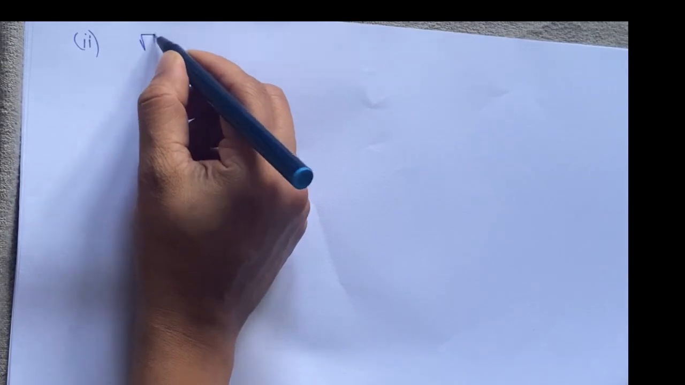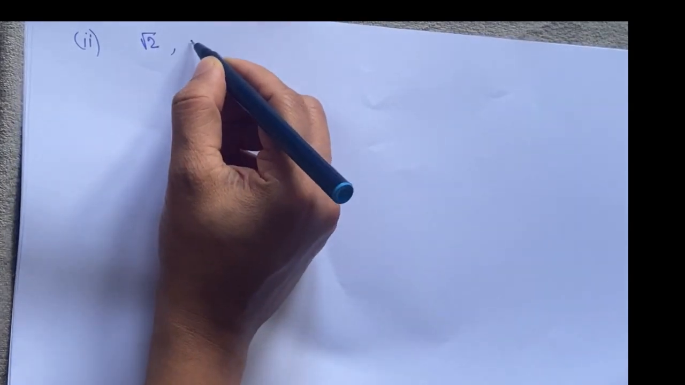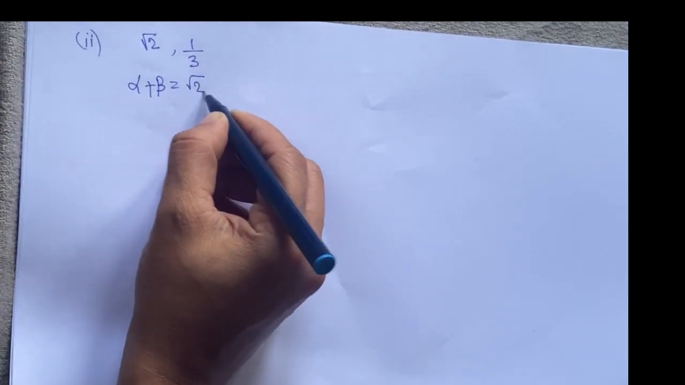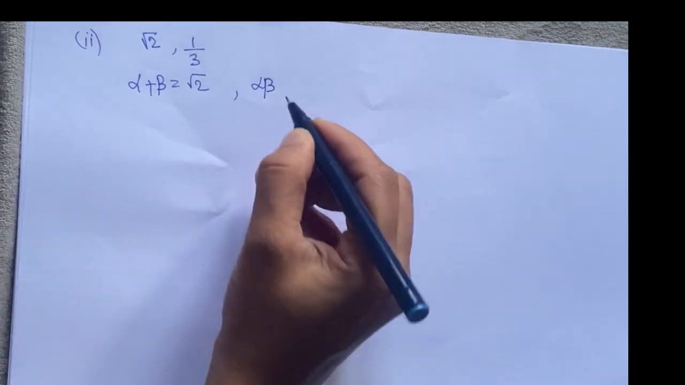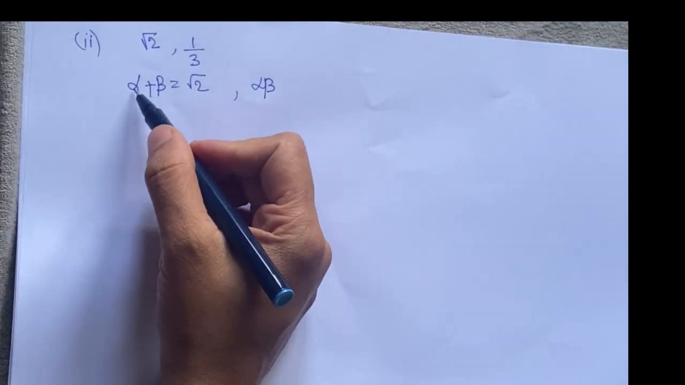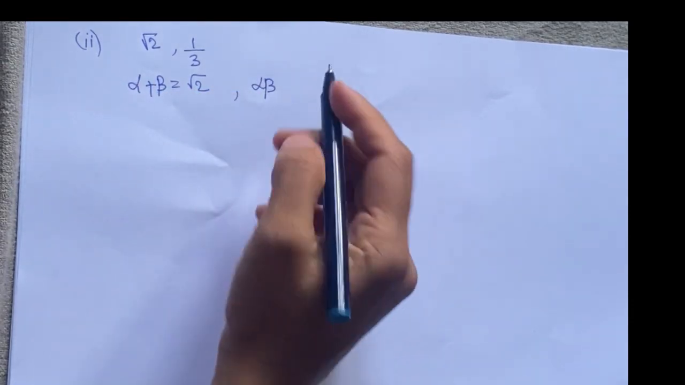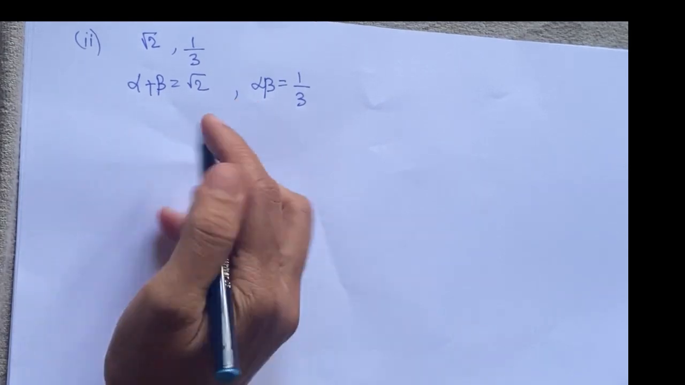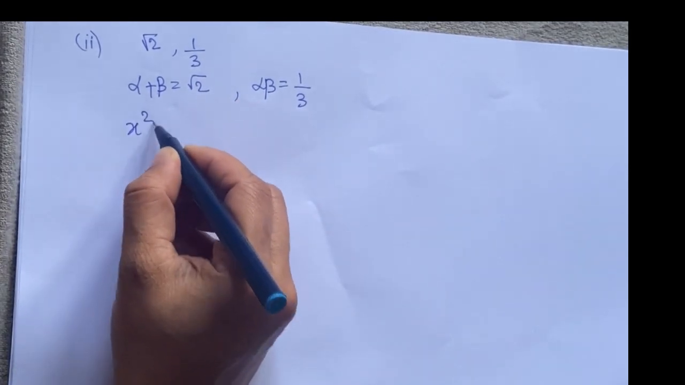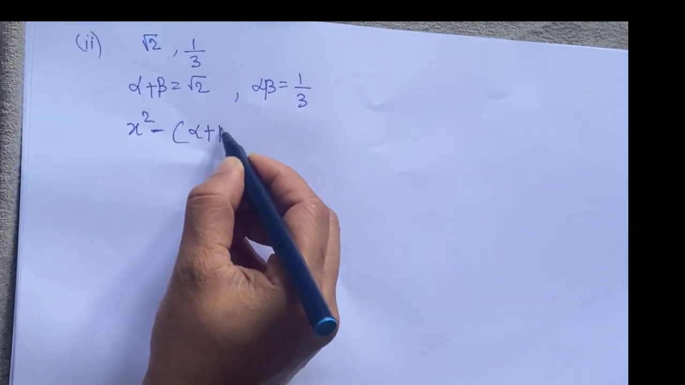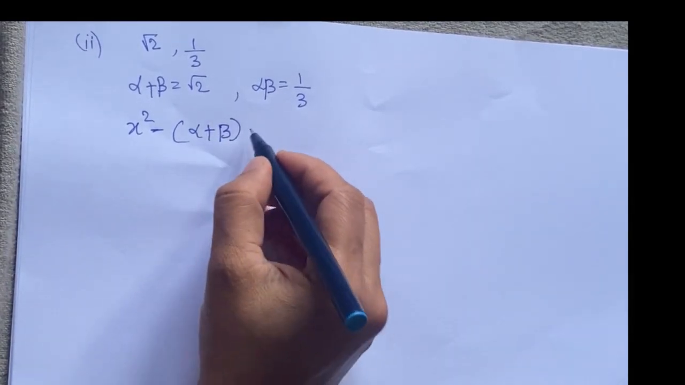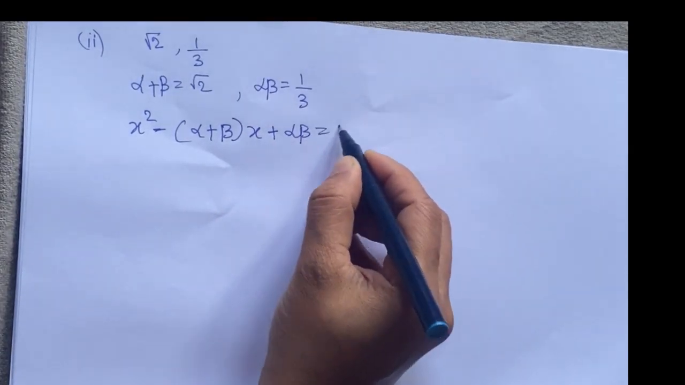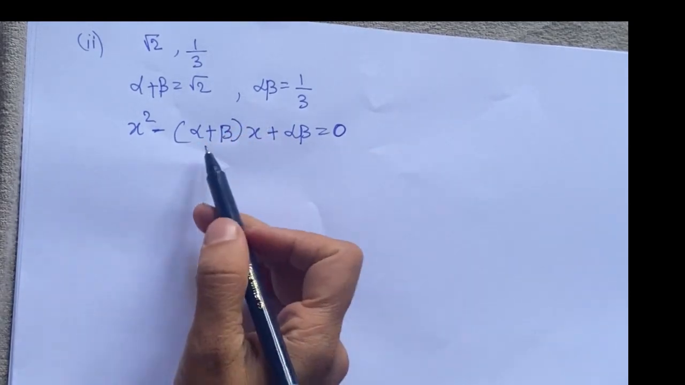They are given the sum of the zeros as root 2 and the product of the zeros, alpha and beta being the zeros here. Alpha plus beta is root 2, the sum, and the product alpha into beta is 1 by 3. What is the equation? In terms of alpha and beta, the equation is x square minus alpha plus beta into x plus alpha beta is equal to 0.